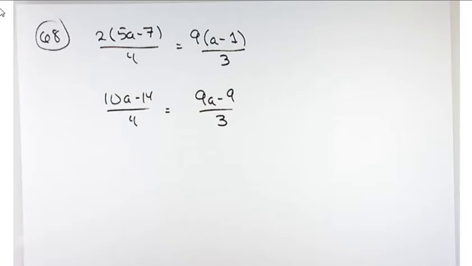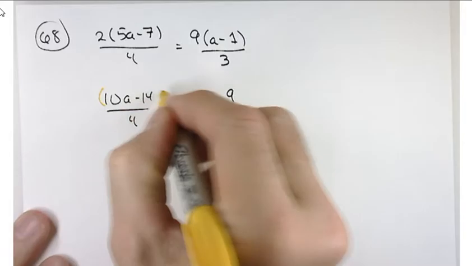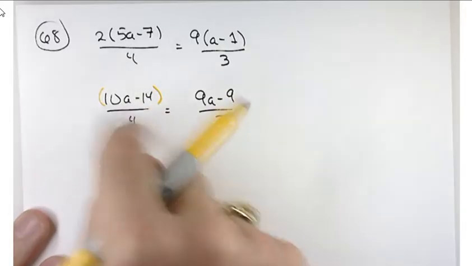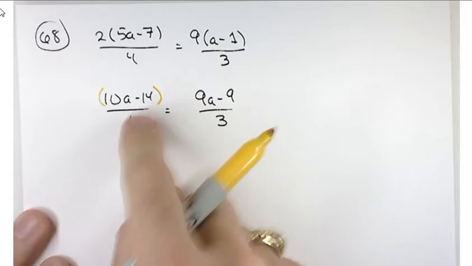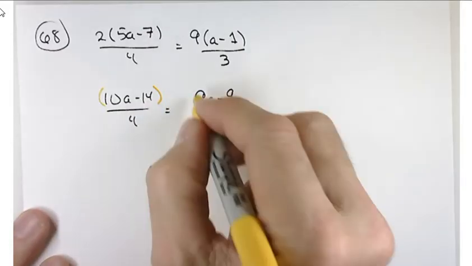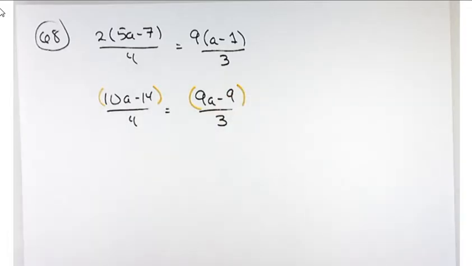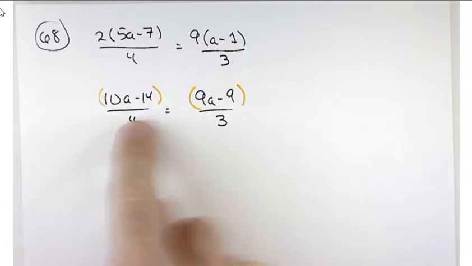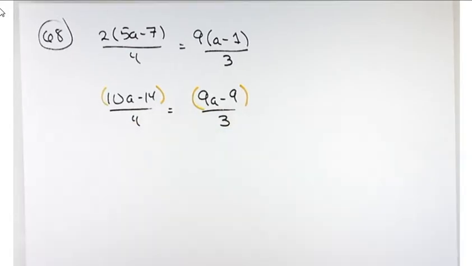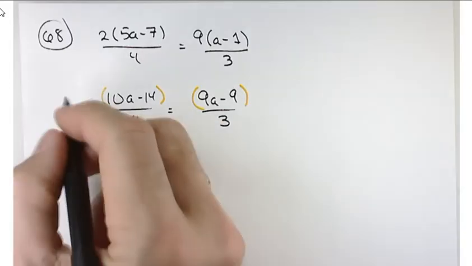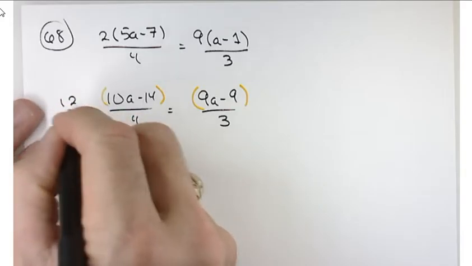So these terms are stuck together. I don't want to cancel the 4 and the 10 or cancel out the 2 from the 14 and the 4. Likewise, I don't want to cancel the 3 into the 9, etc. Let's just get rid of the denominators altogether here. So, Megan, what's the lowest common denominator between 4 and 3? 12. So let's multiply both sides by 12.